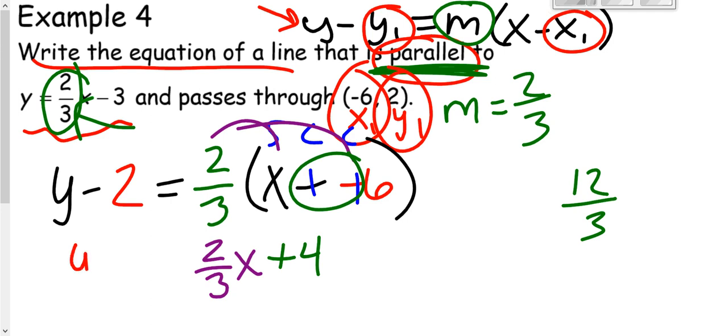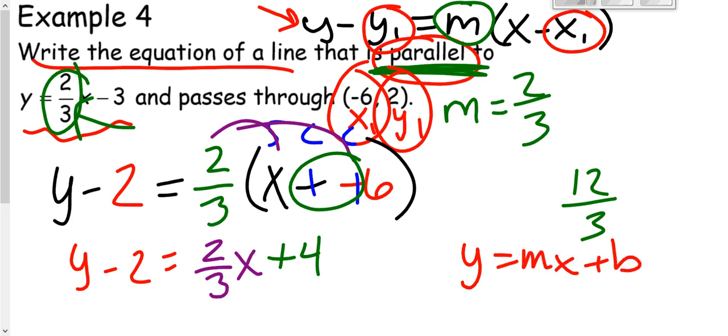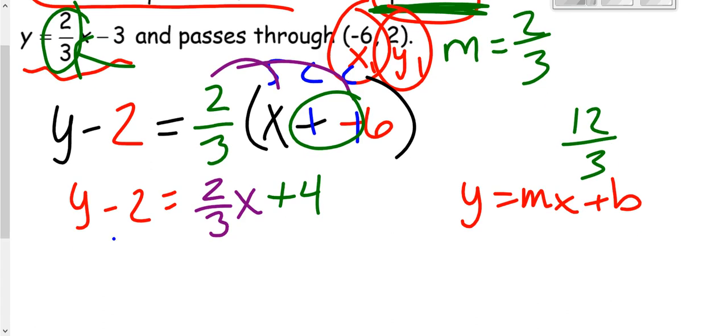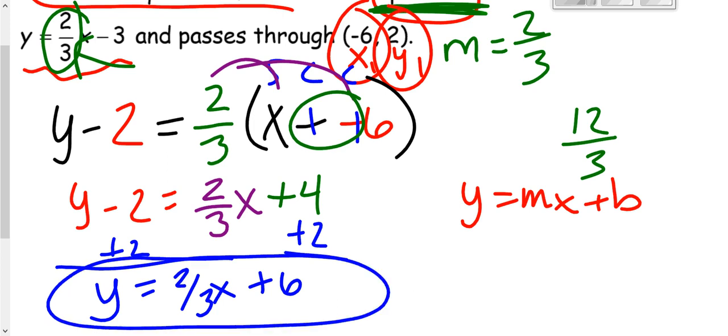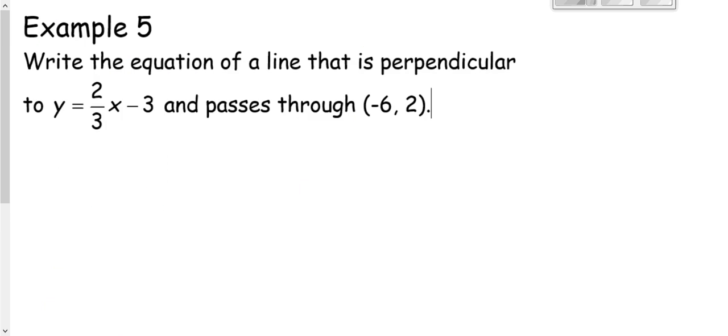Then I'm just going to bring down my y minus 2 equals. Now remember, our goal is to get to y equals mx plus b. So what is the very last step I have to do here? I've got to add 2 back over so that I can get y all by itself. I'm going to bring down my 2/3 x, and I'm going to bring down the plus 6. There is my equation of a line that is parallel to this equation up here. However, it goes through this point. So let's look at example 5.